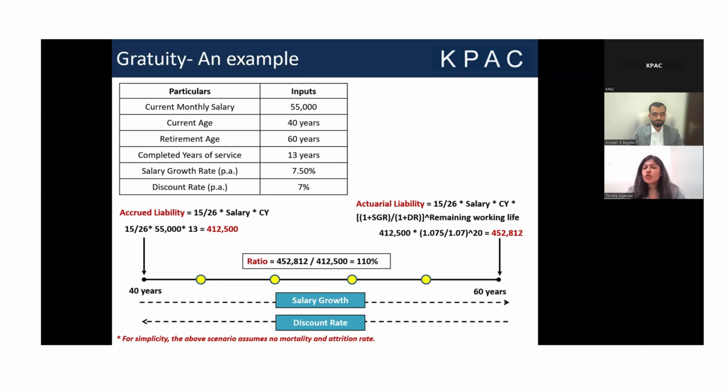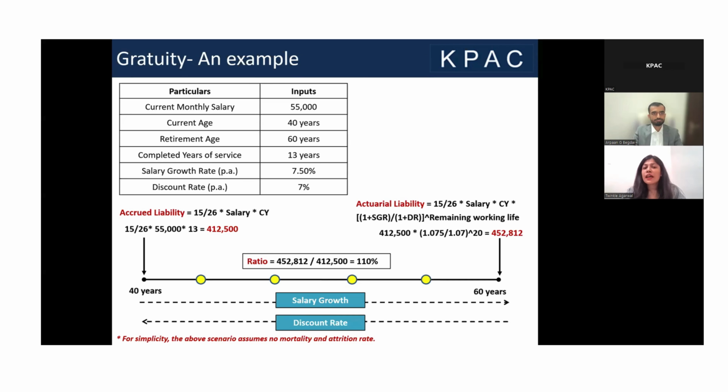There can be a sense check that can be considered here in order to get a relationship or to calculate how much the actuarial liability varies from the accrued liability. This is called the ratio. So the ratio in this case is somewhere about 110%.